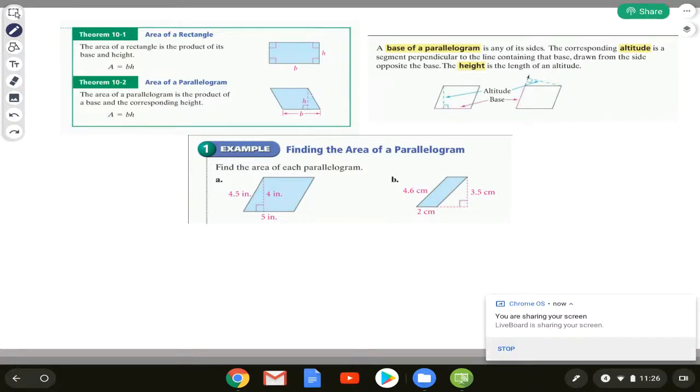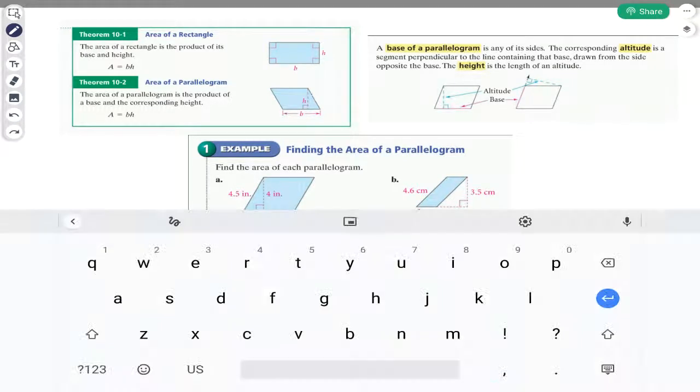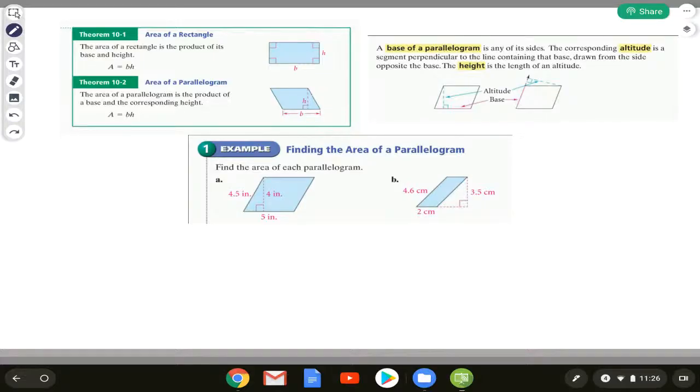Okay, in Chapter 10, we're going to be talking about area. This chapter we're going to start out with the area of a rectangle and the area of a parallelogram. Now notice in these theorems, the area is exactly the same for both a rectangle and a parallelogram.